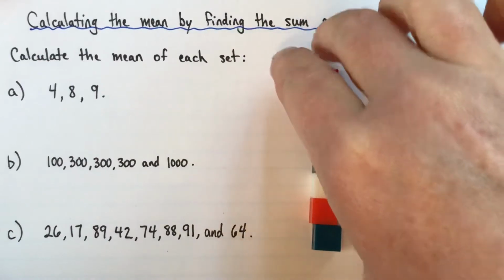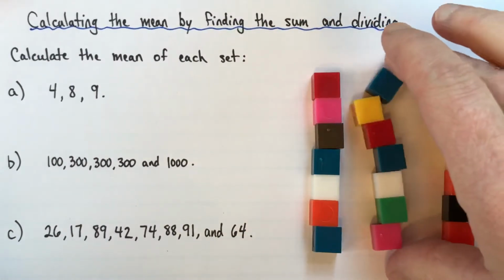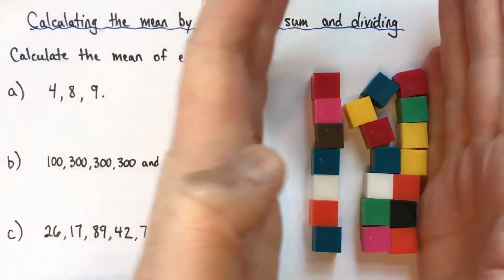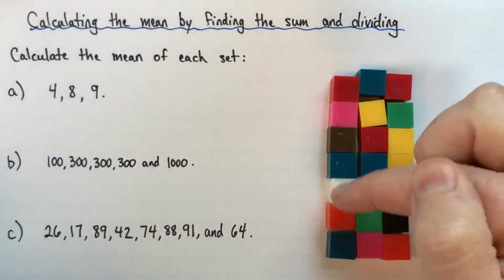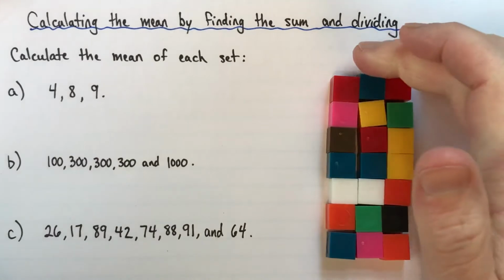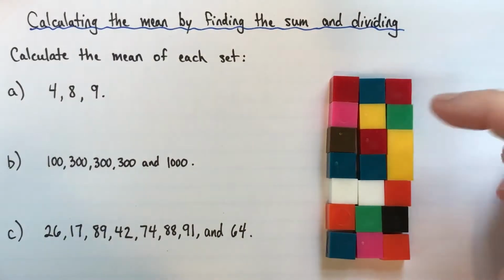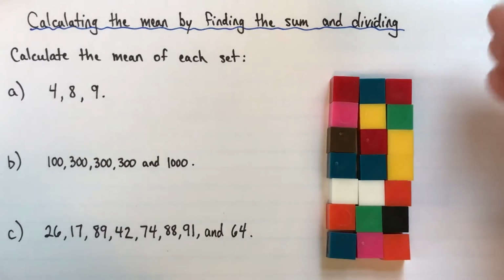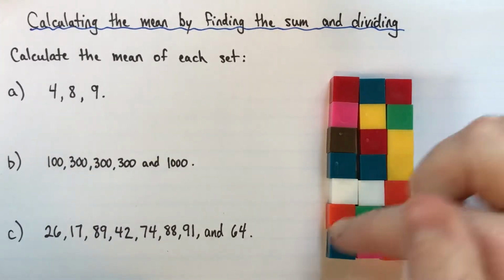There. We've done that right. Should be 7 in each pile. 7 in each row. 1, 2, 3, 4, 5, 6, 7. Perfect. All right, so that's the method that we're going to use when we're just using numbers. We're going to add everything up, so we make one big pile, and then split it up again.